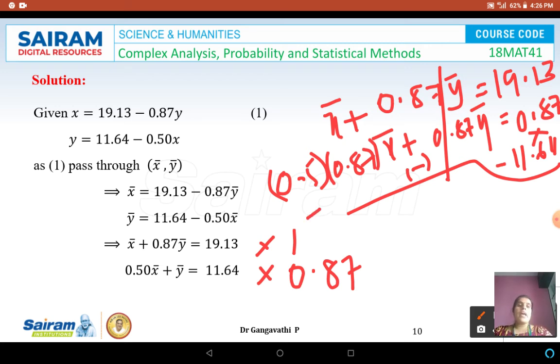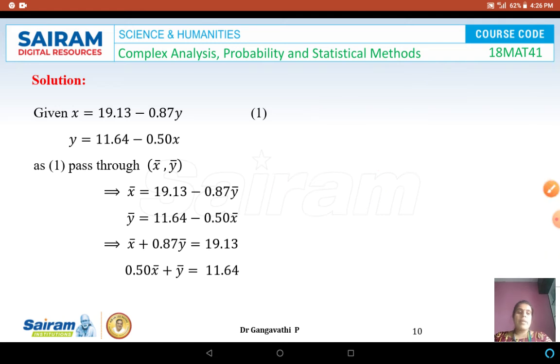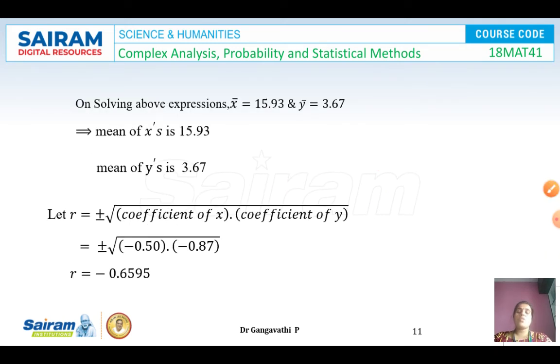And here also we have 19.13 minus 0.87 into 11.64 into y bar. So when we solve those equations, we will get the values of x bar and y bar. So by this you might have understood how we solve them. So on solving simultaneously, we get x bar is equal to 15.93 and y bar is equal to 3.67.